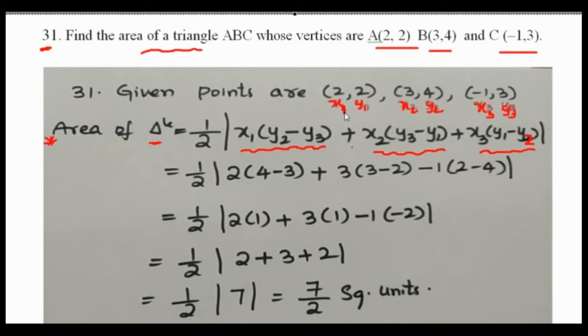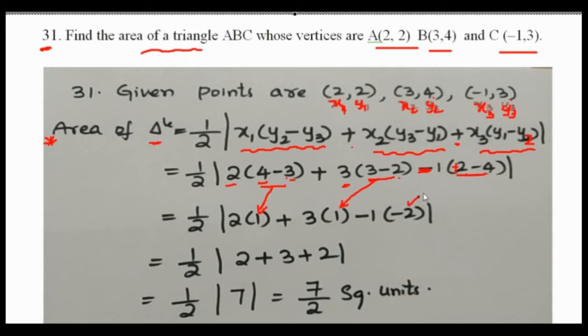This is x1, x1 is 2, and y2 - y3 is 4 - 3, and x2 is 3, y3 - y1 is 3 - 2, and x3 is -1. Instead of plus, we have to directly replace minus because x3 is -1, and y1 - y2 is 2 - 4. So we'll do the simple calculation here. 4 - 3 is 1, plus 3 into 3 - 2 which is also 1, and -1 into 2 - 4, which is -2, because the sign of 2 is plus and the sign of 4 is minus. One positive, one negative is subtraction.